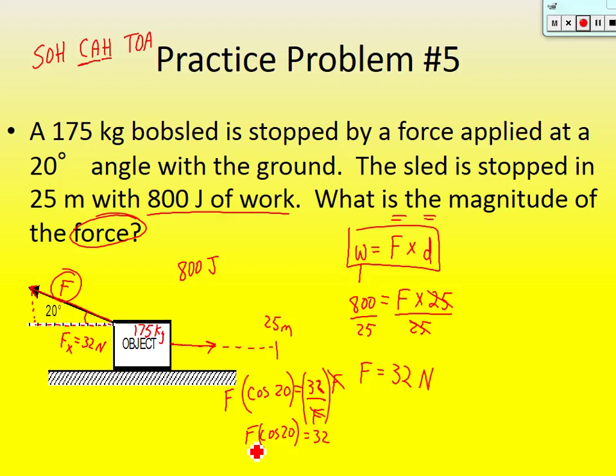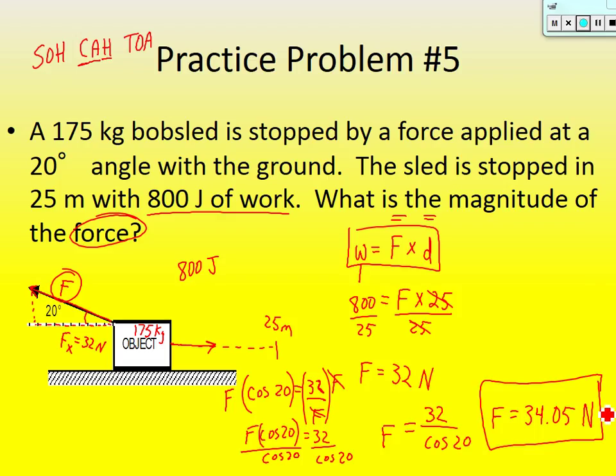Now to get the force by itself, we need to get rid of this cosine of 20. So let's divide by cosine of 20. And so my force ends up being equal to 32 divided by the cosine of 20. So let's put that in your calculator. And it looks like I'm getting the force is equal to 34.05. And force, the units are newtons. And so there's my answer.